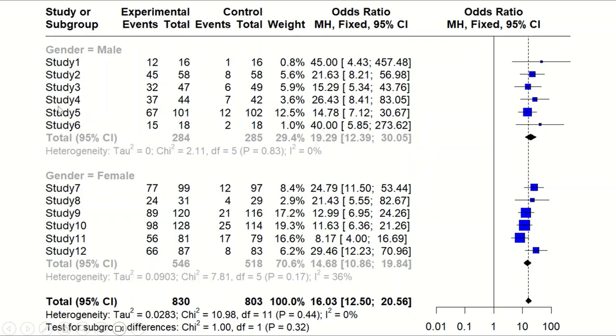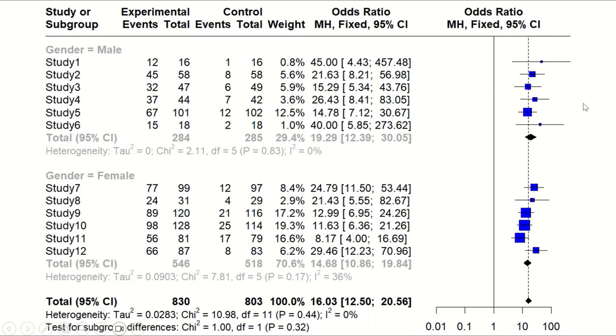So here, as shown, the odds ratio for each individual study is calculated and given here, and the pooled overall estimate of the effect size, which is the odds ratio, is calculated as given here with the 95% confidence interval. And in this section, the heterogeneity test is performed.